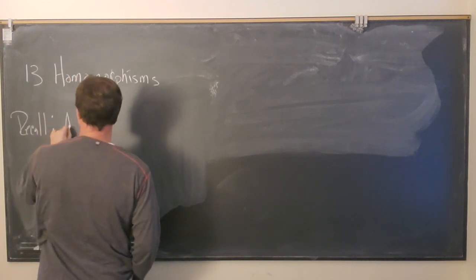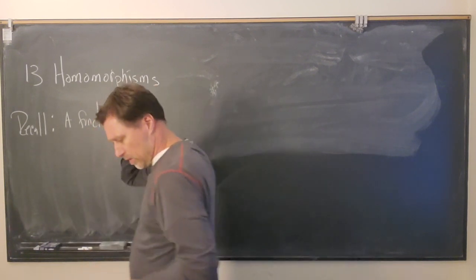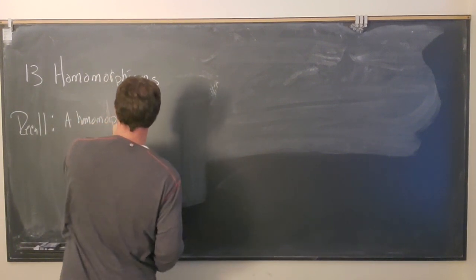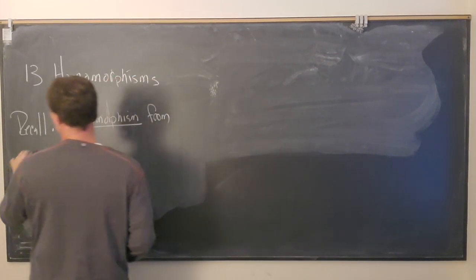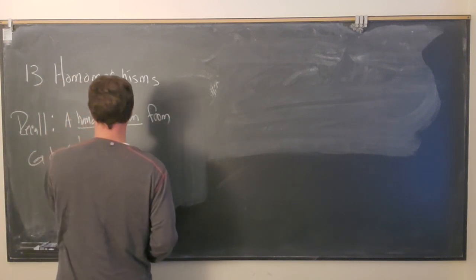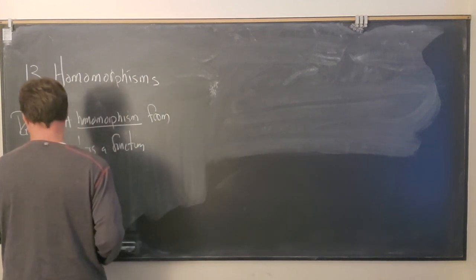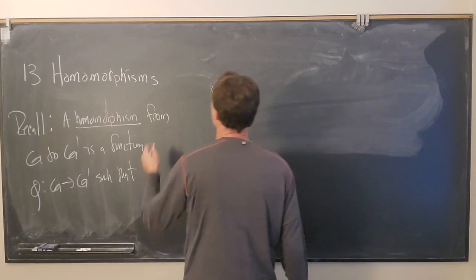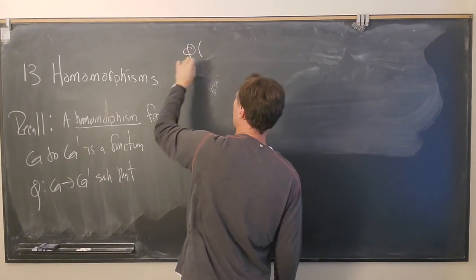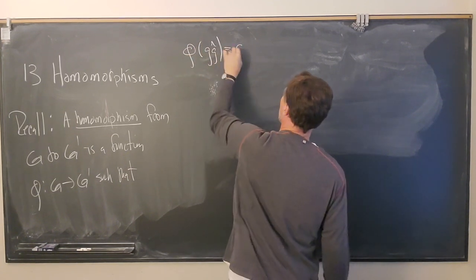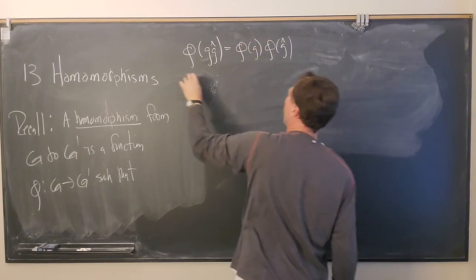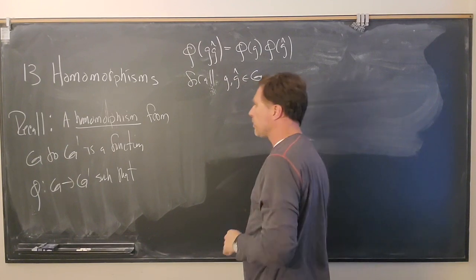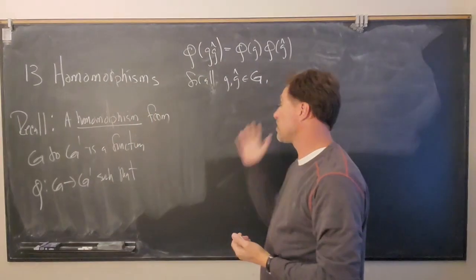So, just as a reminder, recall a homomorphism from, let's say, group G to group G prime is a function, say capital phi, from G to G prime, such that phi of G hat is equal to phi of G times phi of G hat for all little g and little g hat in capital G. And that's the end of the definition, of course.